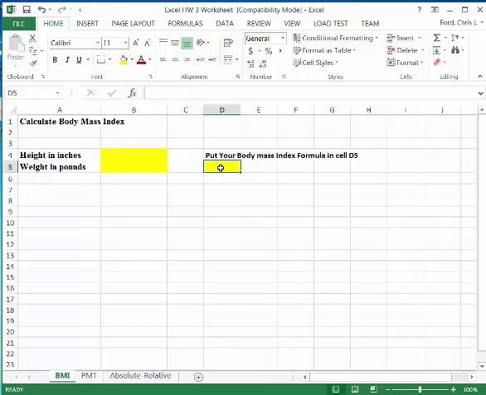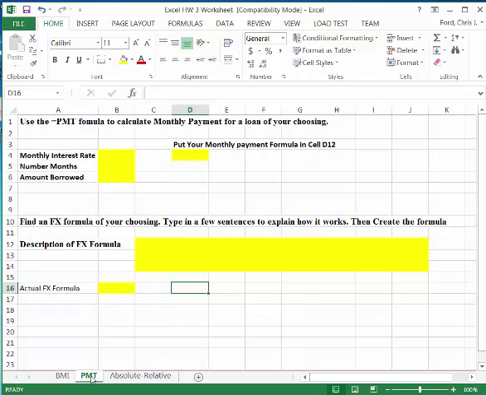Do use cell references. So when you use the formula, you're going to reference the height in inches, you're going to reference the pounds. That way, if somebody changes the height or the pounds, the formula will change. So that's part 1. Part 2, you can just click on this sheet.